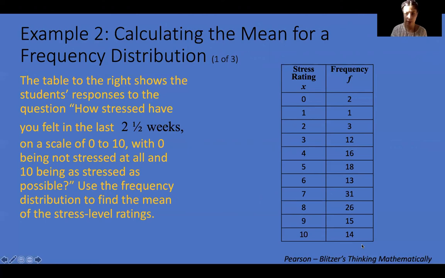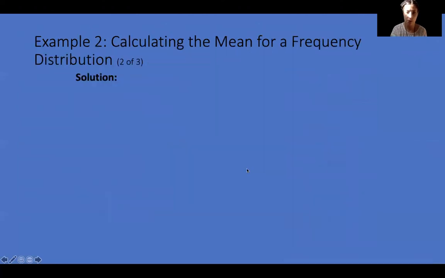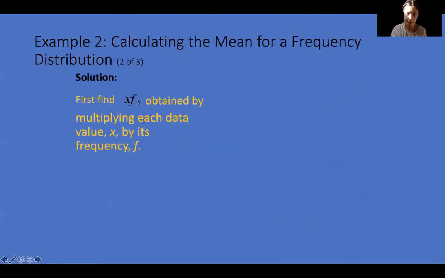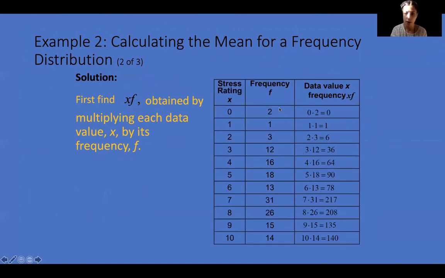To truly do an average here, we're going to first need to multiply x times f for each value and its frequency. Again, you can do this in Excel. So this would be an equals, and then you would have this times this cell. And we'll work on that in class. So the data value times the frequency is going to be the x times the f. And you see that in each row here, right? We have 0 times 2, 1 times 1, 2 times 3, and so on.